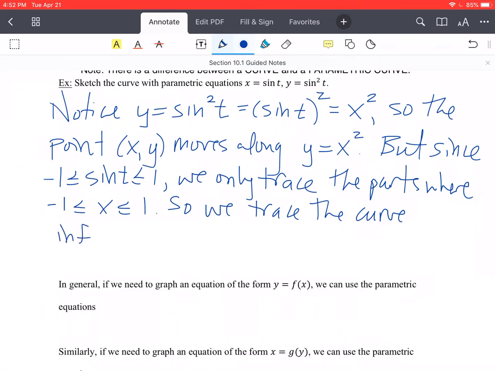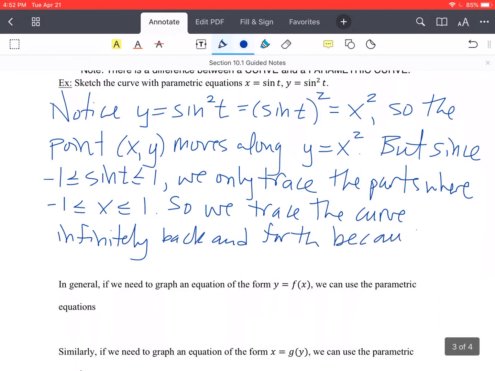We're going to be tracing it infinitely back and forth. So it's not just going to go once and then stop. The reason for that is because sine not only goes between -1 and 1, but it oscillates. It actually does keep going forever, but it only goes between those two values. So because sine of t oscillates. Okay. So let's take a look at this one.